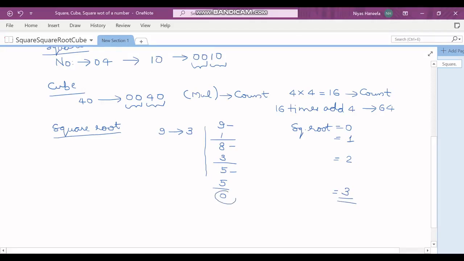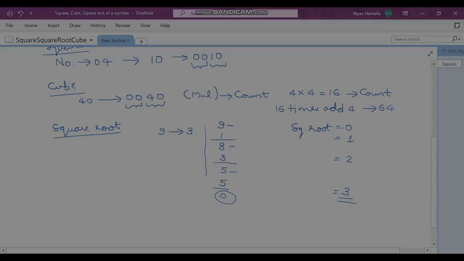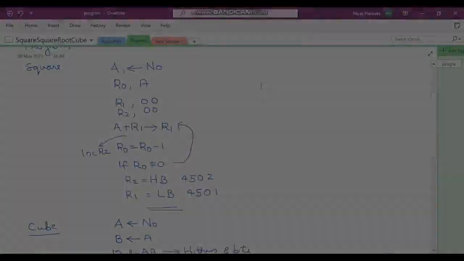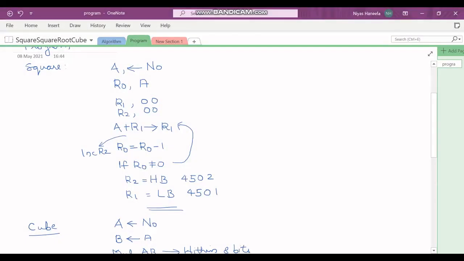So the comparison is made whether the result is equal to 0. If it is equal to 0, how many times I have subtracted, that corresponds to the square root. So it is 1, 3, 5, the subtractant has to be incremented by 2. So that is the logic of the square root. So this is the algorithm for the 3 programs. Okay, so let us see the program now.